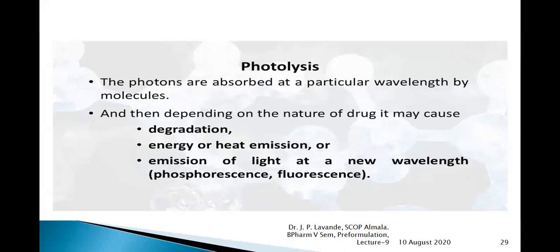The photons are absorbed at a particular wavelength by molecules, and then depending on the nature of the drug, it may cause degradation. This is because of the photons, which are absorbed at a particular wavelength by the molecules, and then depending on the nature of the drug, it may cause either degradation, or emission of heat or energy, or emission of light at a new wavelength. And this new wavelength is said to be either fluorescence or phosphorescence. So that is the photolysis.